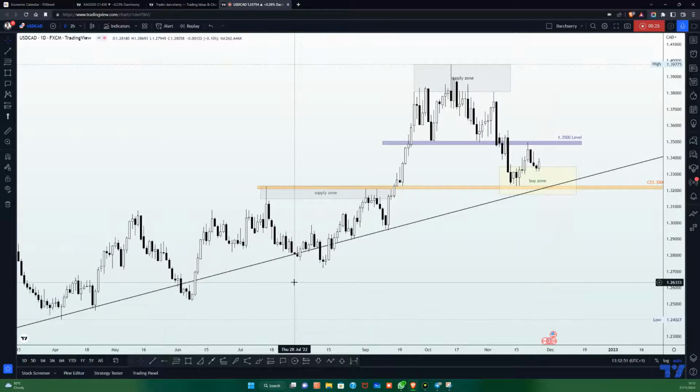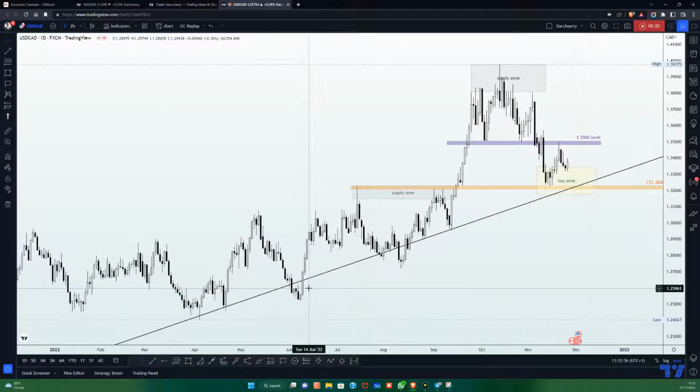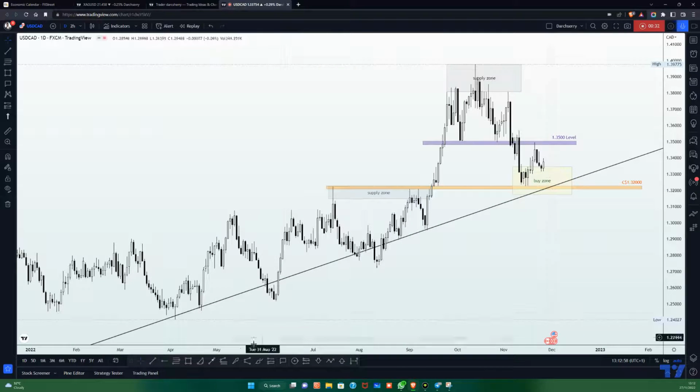So looking at what we have here on the daily time frame, obviously price action has been on a long-term bullish momentum as you can see on your screen. And as a result of this, I was able to connect the series of higher lows here to give us that resultant bullish trend line you can see on your screen.